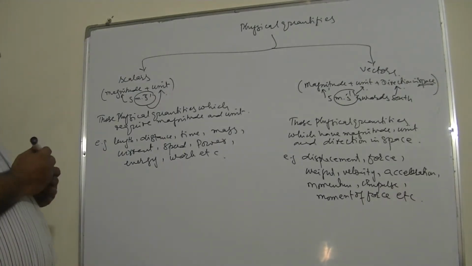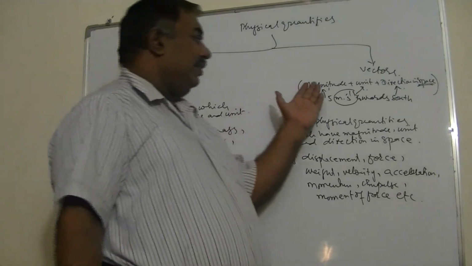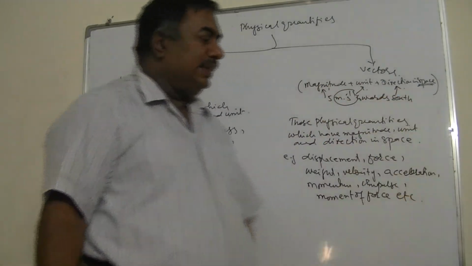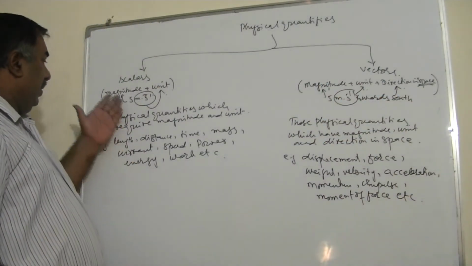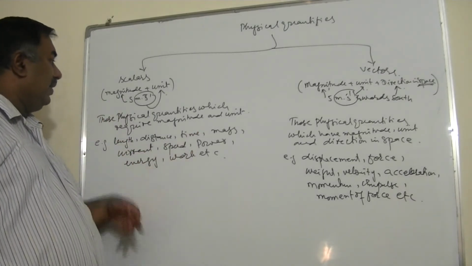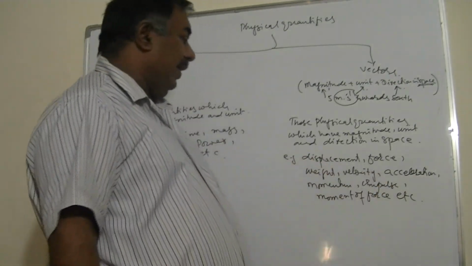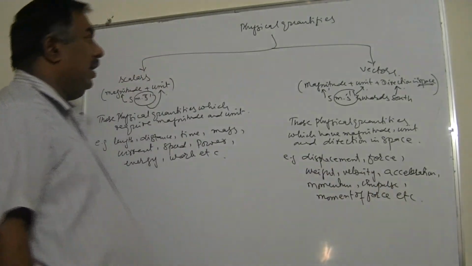So I say scalars are those quantities which have magnitude and unit, vectors are those quantities which have magnitude, unit and direction in space. Similarly, length, distance, time, mass, current, speed, power, energy, work, these are the scalars. Displacement, force, weight, velocity, acceleration, momentum, impulse, and moment of force are vectors.